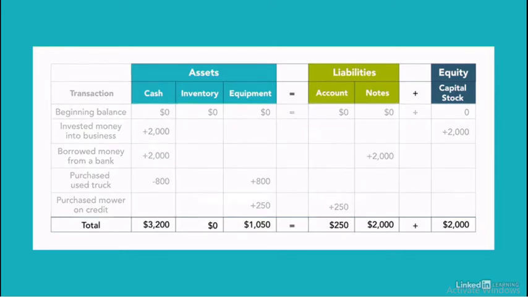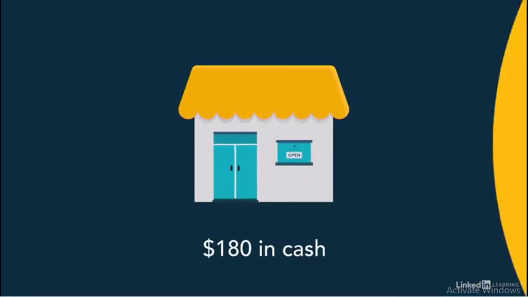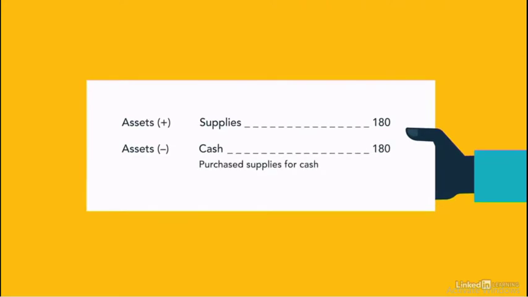Now, back you go to the lawn and garden store to purchase fertilizer, gloves, a rake, shovel, and other assorted supplies. The total cost, $180, which you pay in cash. An increase in one asset, supplies, results in a decrease in another asset, cash. Again, the debits equal the credits.